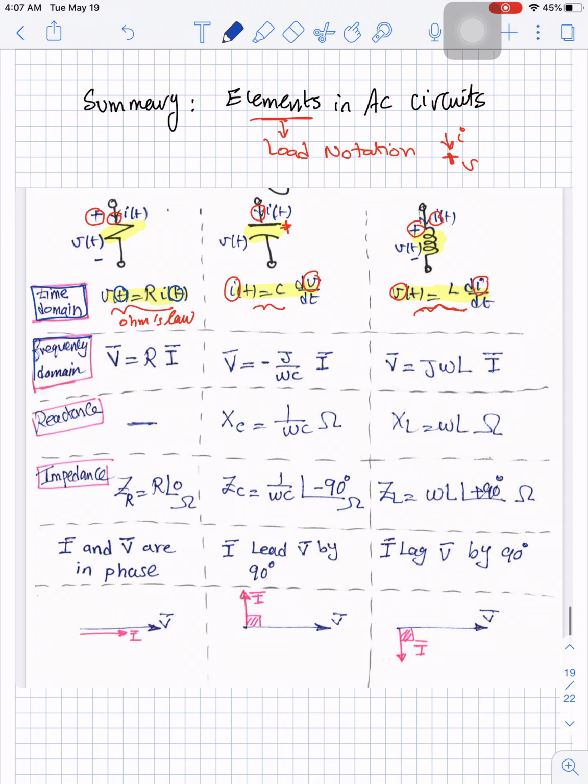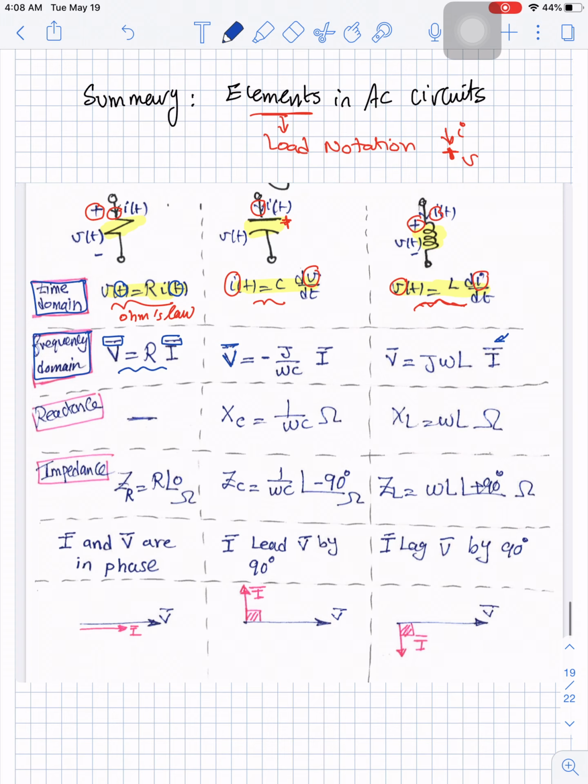We can move these equations into the frequency domain. So Ohm's law becomes V equals Ri, but here it's a vector. Vector means magnitude and angle. For a capacitor, we can write down that V equals minus j over omega C multiplied by I. For an inductor, we can write V equals j omega L I. And as you can see, this is the frequency domain where we have linear equations. We don't have differential equations, so we can use complex number calculation.